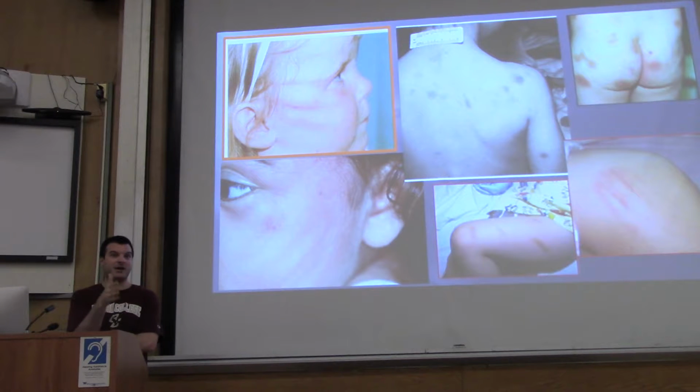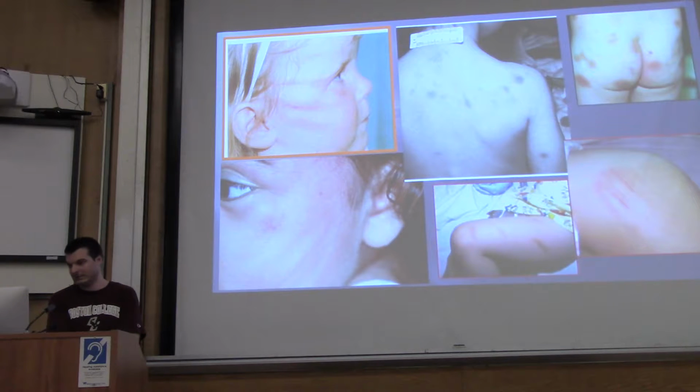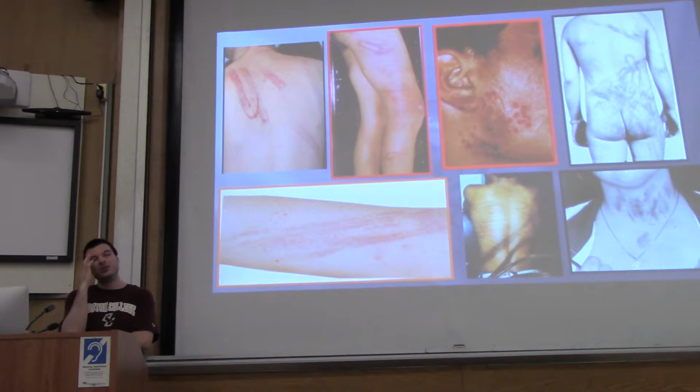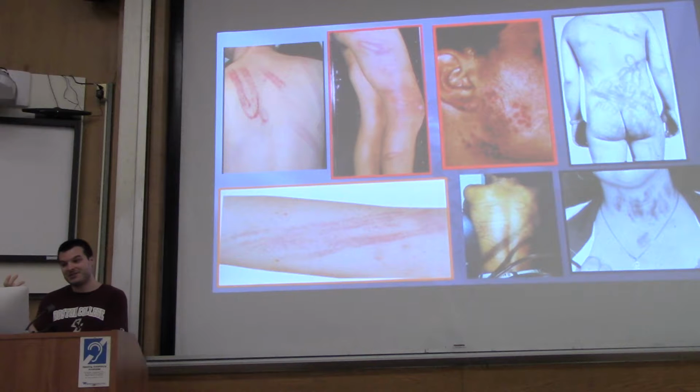These linear patterns, kids don't fall on linear things, and that's in your thigh. They don't fall on the side of their thigh very often. Loops, belts, none of these are normal patterns. All right, so anything in a shape, in some sort of arrangement should be suspicious.